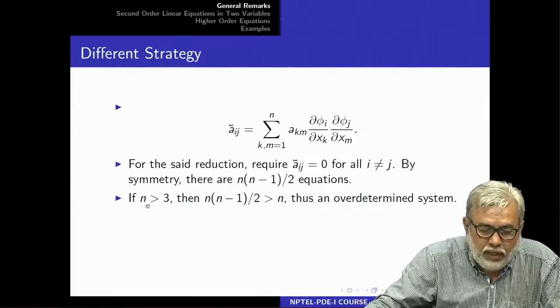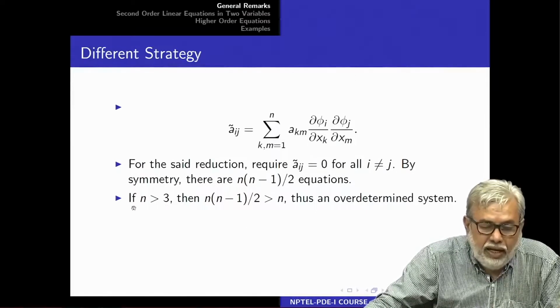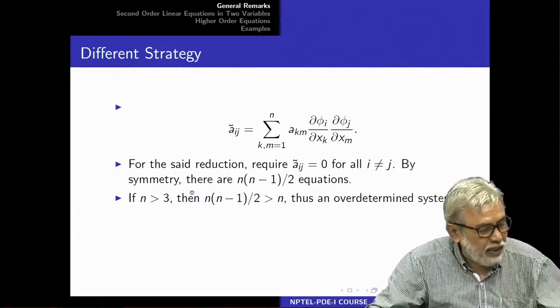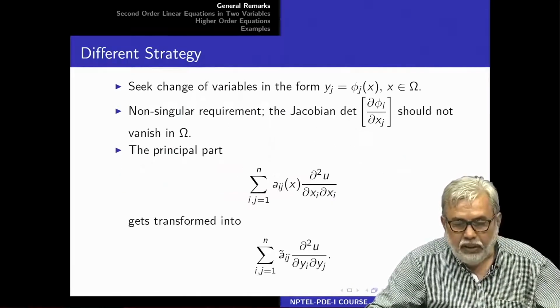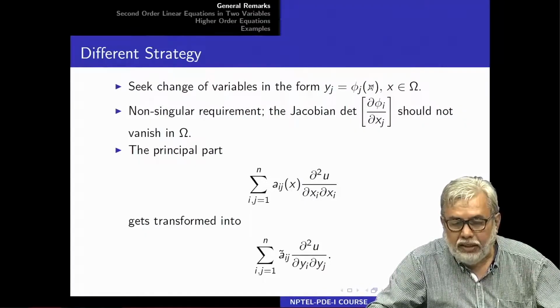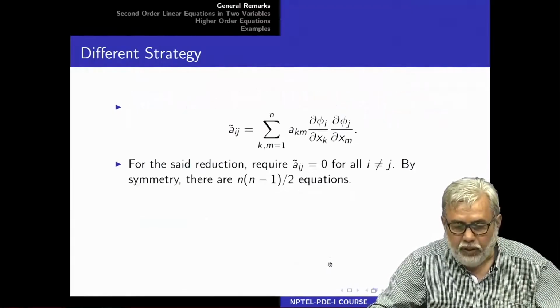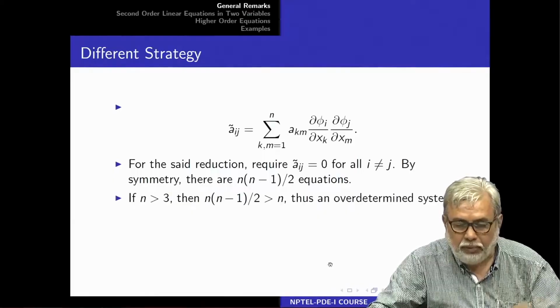So, for n bigger than 3, we cannot hope to get such a transformation that transforms the given equation, its principal part, into a diagonal part. Okay. So, that is not possible.